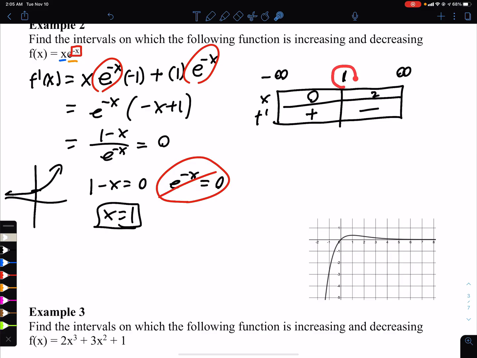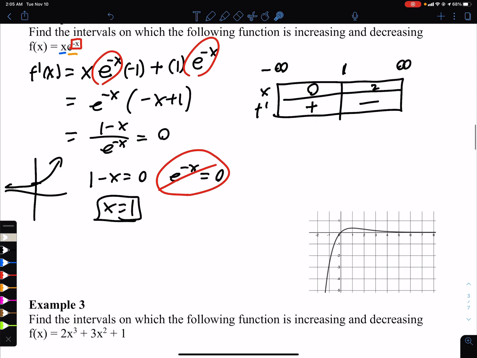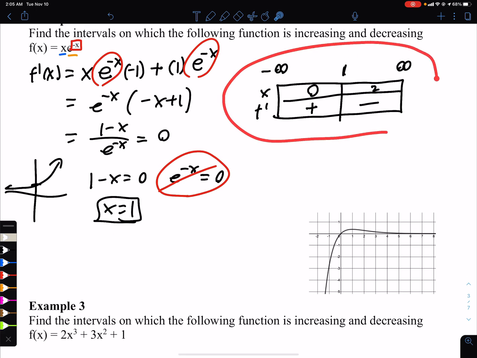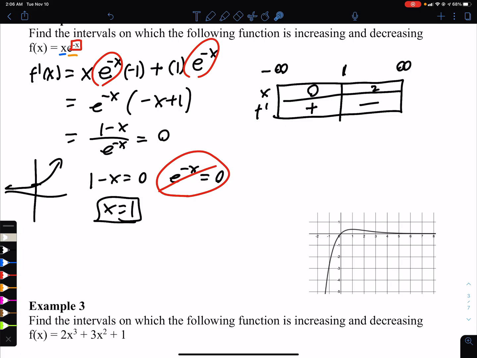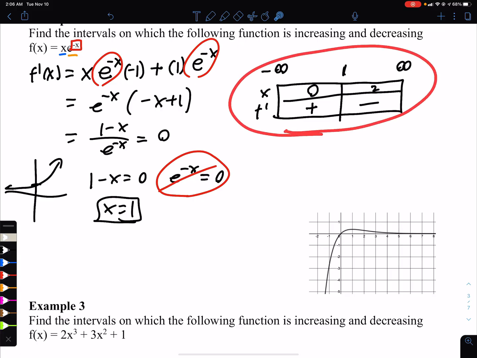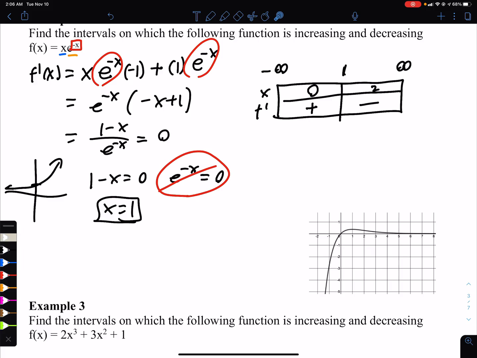So here's my only critical point. That's the only point it could change directions. So this chart, if this were an FRQ, is part of your work showing where the derivative is positive, where it's negative. You have to know why I put the derivative. Why did I do the derivative? Because the derivative tells me increasing, decreasing. So you have to understand why this chart, why these numbers. If you don't, you're going to struggle with this.